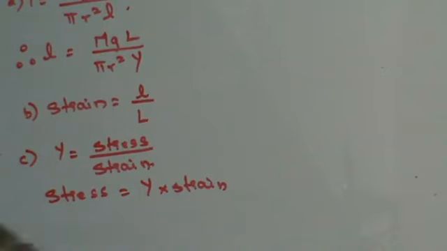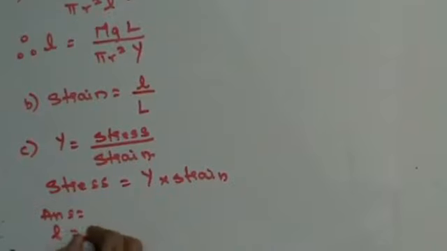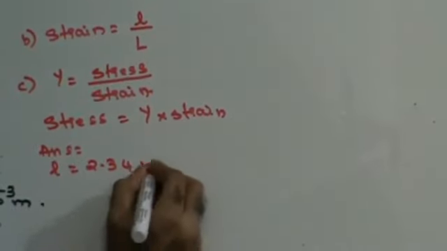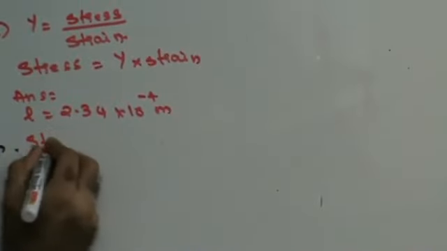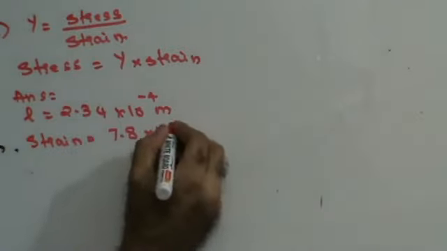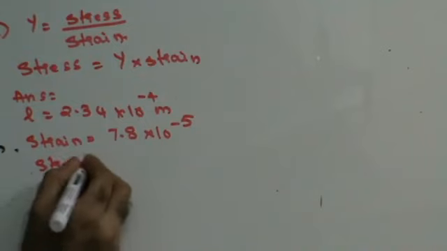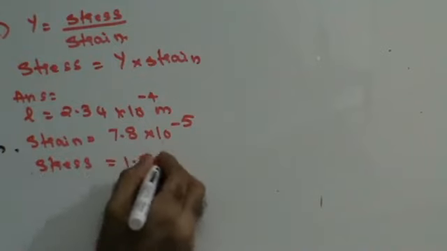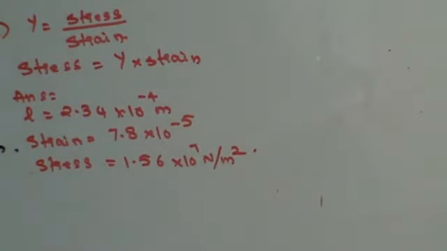So you will get the value of stress here. The answer for this sum should be: L, you should get as 2.34 into 10 raised to minus 4 meters. Strain, you should get as 7.8 into 10 raised to minus 5. And stress, you should get as 1.56 into 10 raised to 7 newtons per meter square. Those are the values that you should get, right? Take on next sum, please.